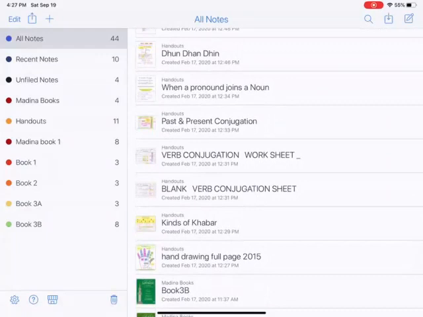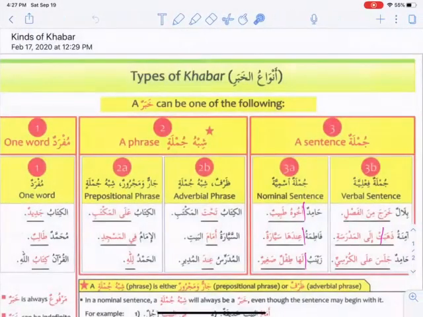Let's go. Just a revision for a few minutes. Types of khabar, anwa' al-khabar. So there are five types of khabar. Number one, it is one word, mufrad. One word is a khabar: Muhammadun talibun. And then we have shibu jumla. Shibu jumla, how many? Only two. One is with jar majrur and one is with zarf.